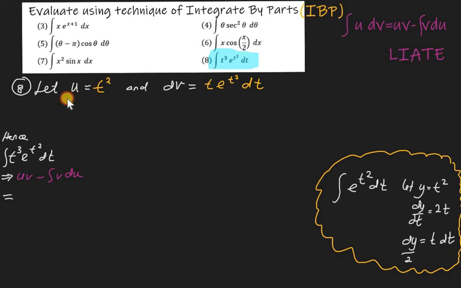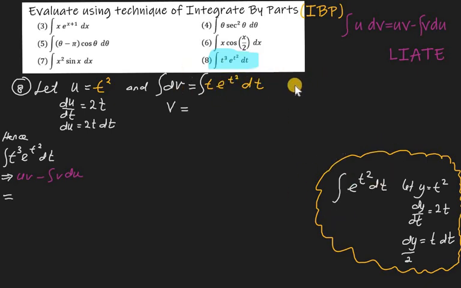So let's differentiate this portion, du/dt, with respect to t, right? So we can get our du. du is 2t dt, right? As for this portion, we need to integrate both sides. So then we have a v, and then we have this integral of t e^(t squared) dt. Okay, so now it becomes nicer. Let me erase this.